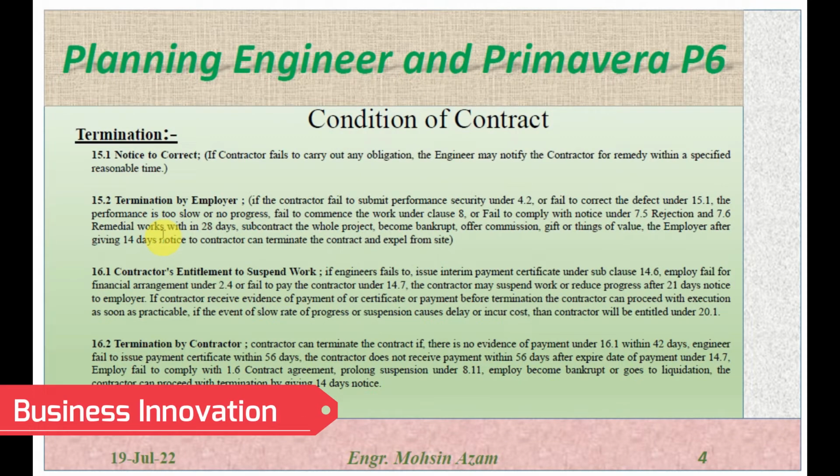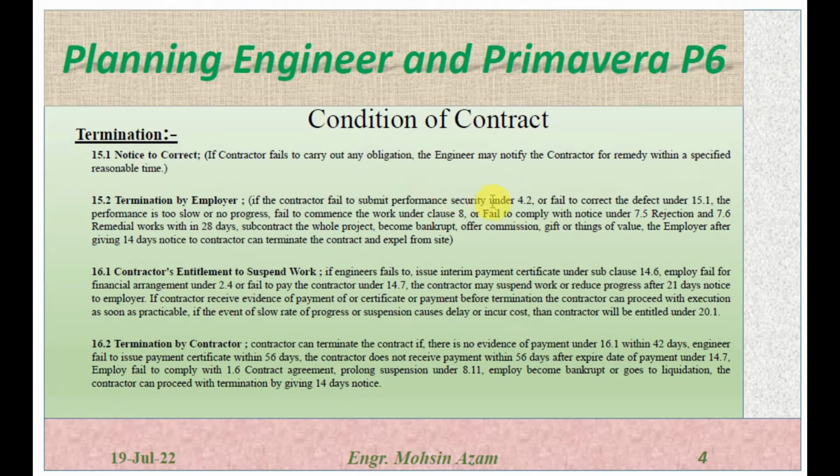So the employer can terminate the project, as we discussed here, in a number of scenarios: if the contractor failed to submit the performance security, or if he failed to remove the defect, or the progress is slow, or if he is not able to start the project, or if he failed to rectify the rejected part of the project, or if he failed to perform the remedial works, or if he is subcontracting the whole project, or if he becomes bankrupt. So the employer can give 14 days notice to the contractor, and after 14 days they can terminate the contract and expel the contractor from the site.